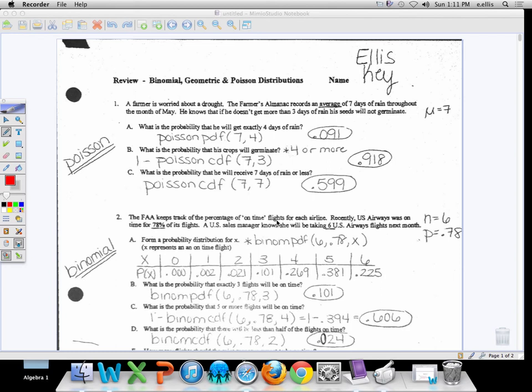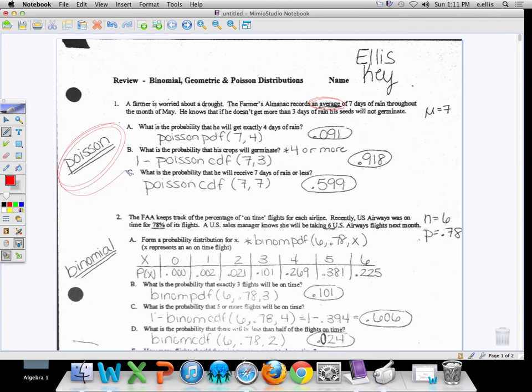So on problem number 1, the farmer is worried about a drought. The farmer's almanac records an average. That is your clue. 7 days of rain throughout the month of May. He knows if he doesn't get more than 3 days of rain, his seed will not germinate, which means his crop will not grow. So the average, the only type of distribution that uses average is Poisson. So that is how parts A, B, and C are filled out.